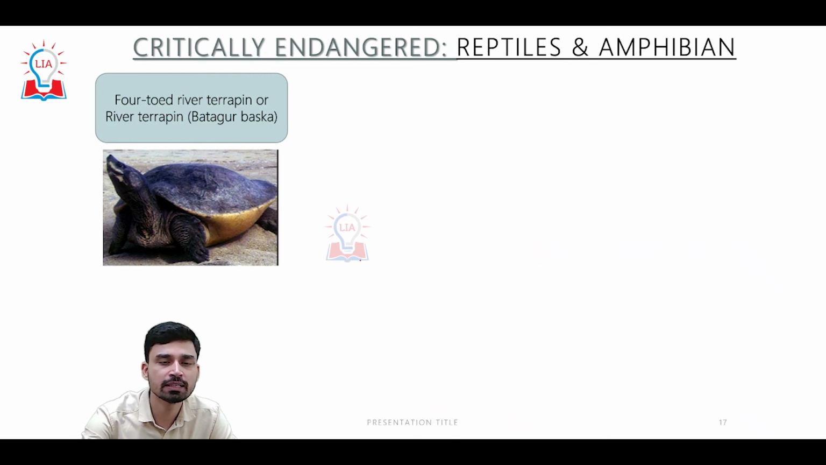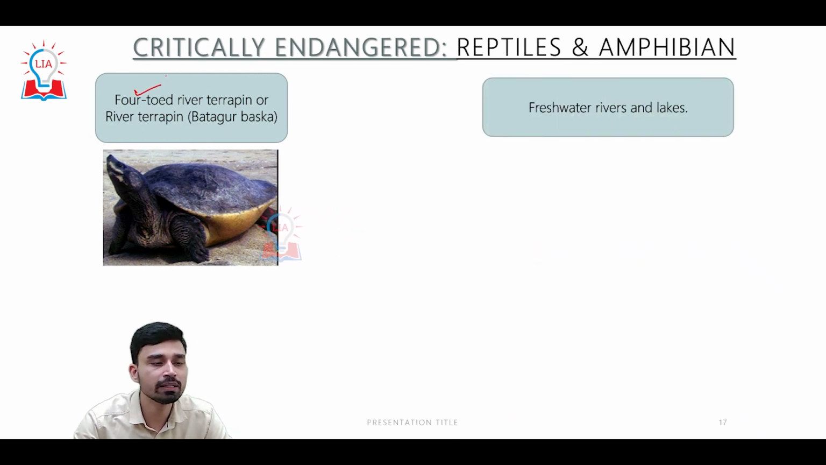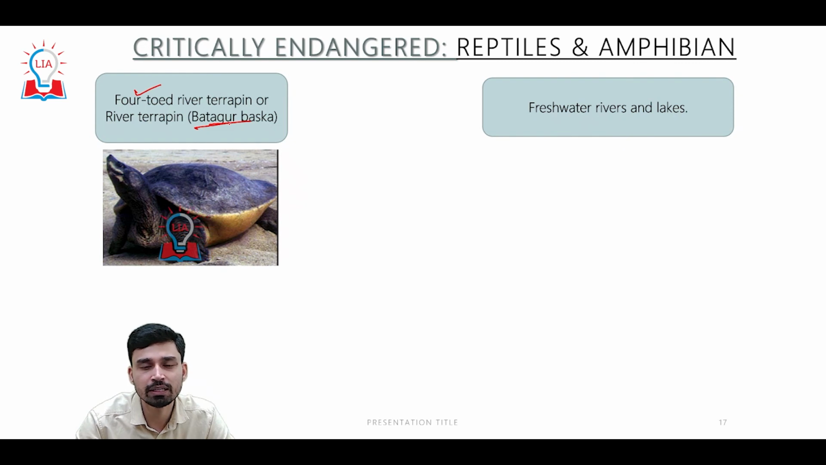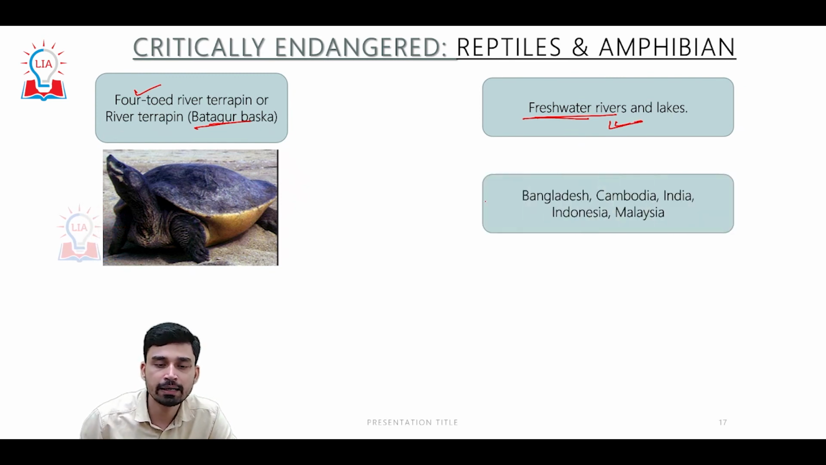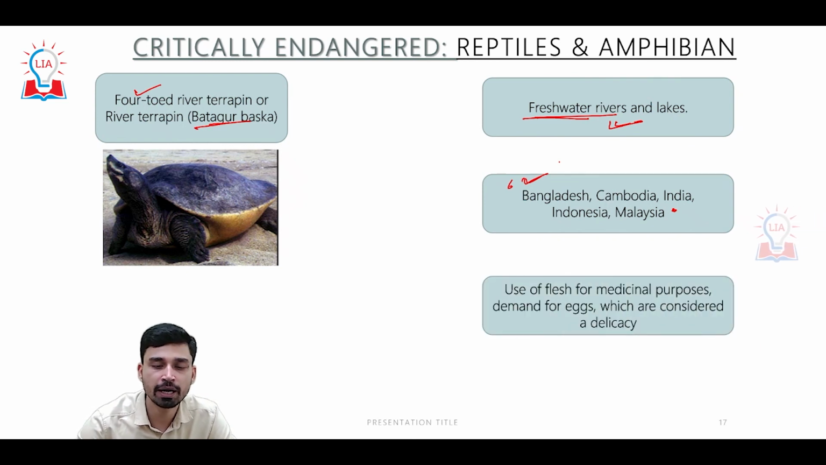The next critically endangered species, among reptiles and amphibians, is the four-toed river terrapin, also simply called the river terrapin. The scientific name is Batagur baska. The habitat of this river terrapin is freshwater rivers or lakes. As far as distribution is concerned, they are found in Bangladesh, Cambodia, India, Indonesia, and Malaysia.